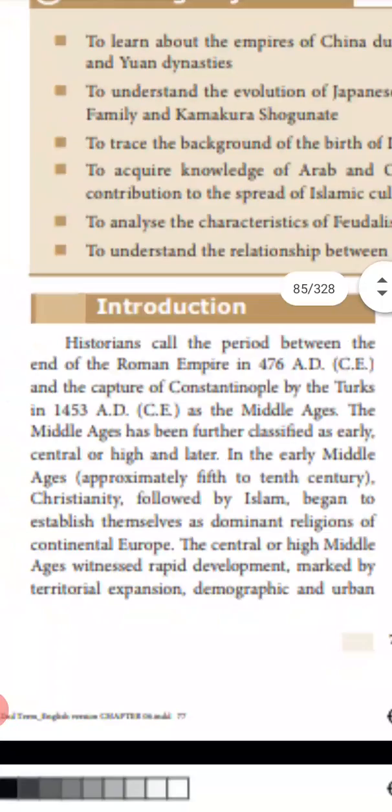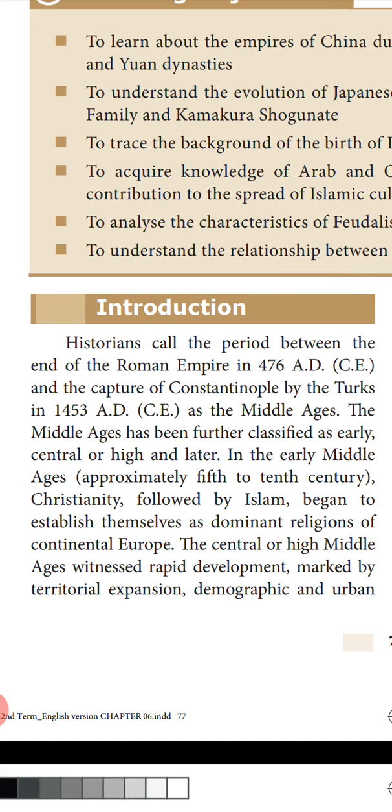Introduction. Historians call the period between the end of the Roman Empire in 476 AD and the capture of Constantinople by the Ottoman Turks in 1453 AD the Middle Ages. The Middle Ages has been further classified as early Middle Ages, Middle Ages and later Middle Ages. The early Middle Ages is the 5th to 10th century.